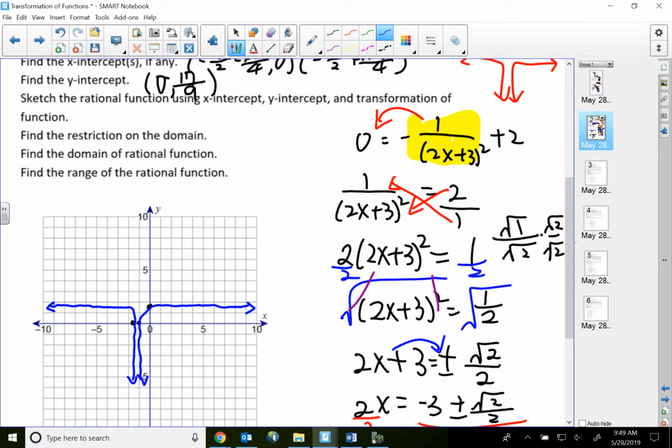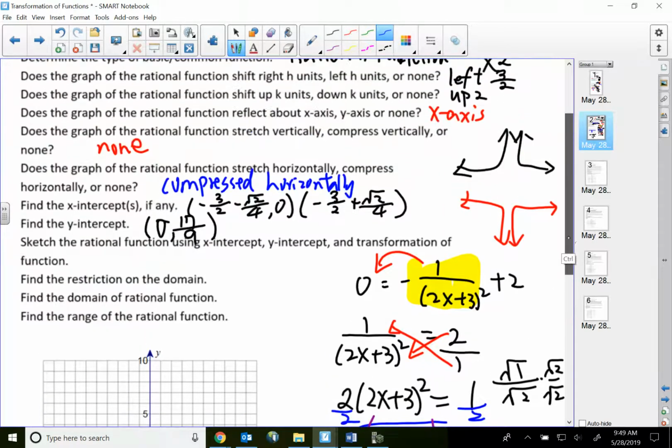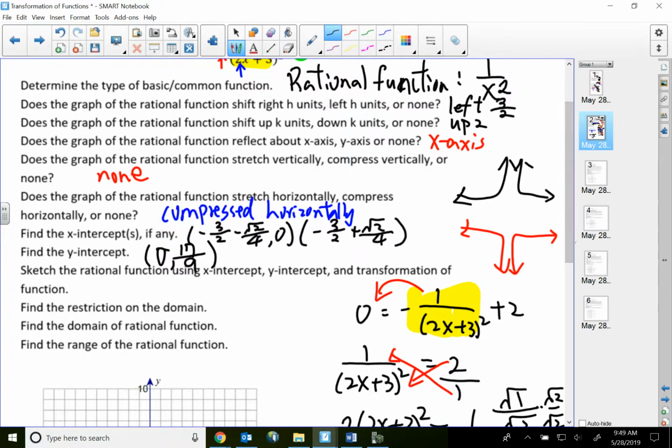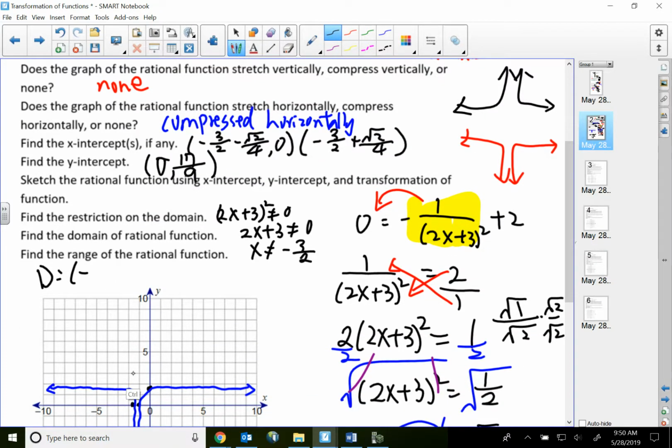All right, so my restriction on the domain: set my denominator not equal to 0. So (2x plus 3) squared is not equal to 0. Take the square root on both sides, which gives 2x plus 3 not equal to 0. So x cannot equal negative 3/2. My domain will be from negative infinity, looking at this picture, all the way approaching negative 3 over 2 but never equal to it, and then the other side of negative 3 over 2 all the way to infinity.